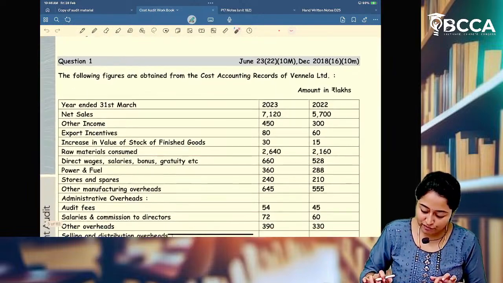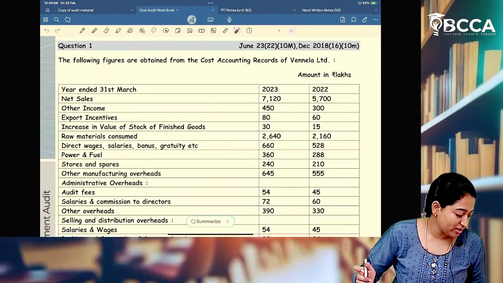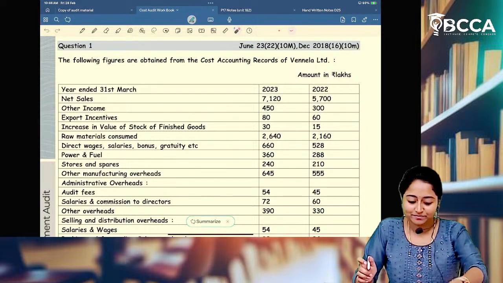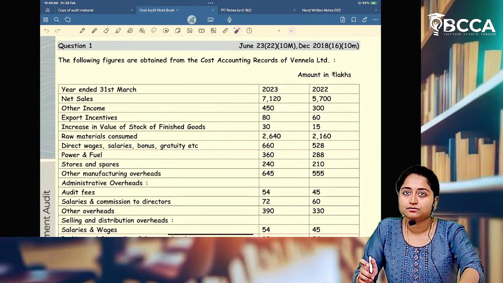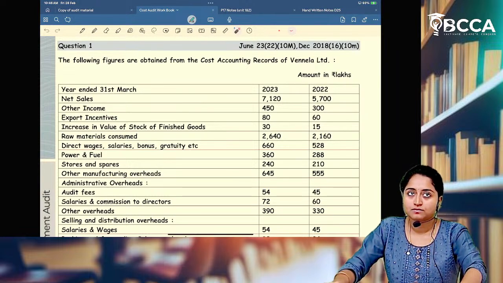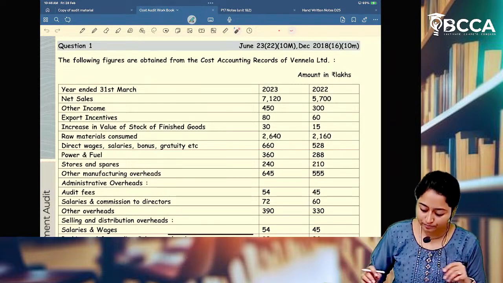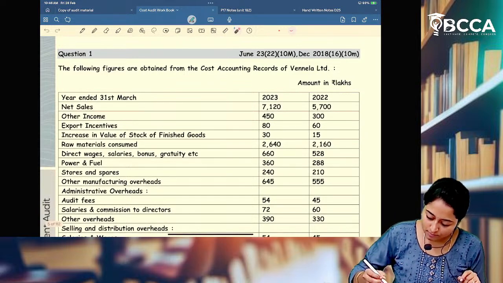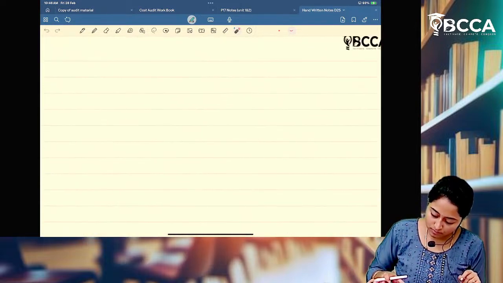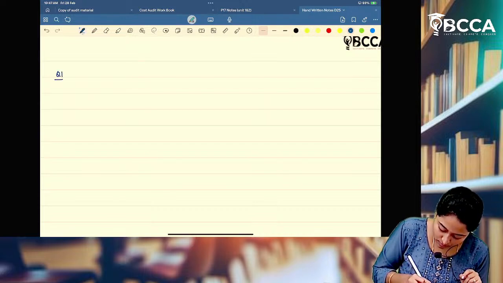Okay, so this is the first question. Open your books and open your calculators. Okay. You have your calculators, right? No doubt in it. Question number 1.